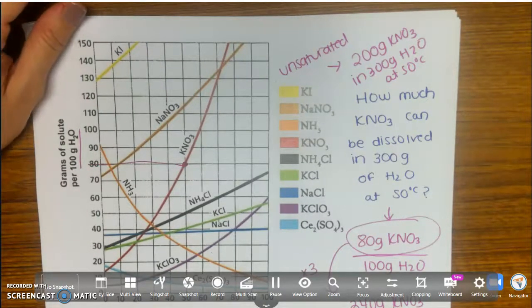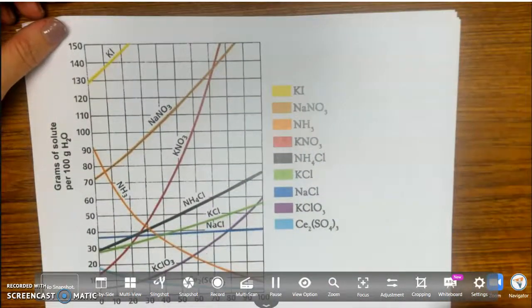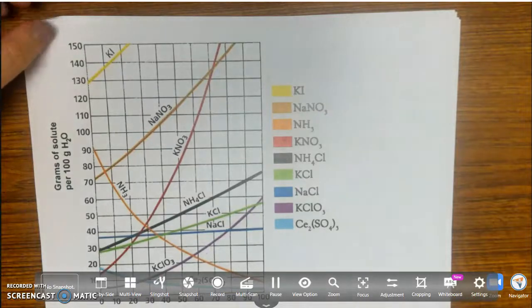This is the solubility curve you're going to be using for just about everything. That's why it's in your notes and in color. And you'll see this one a lot. This is the one you'll see on your test, so you can get very familiar with it.